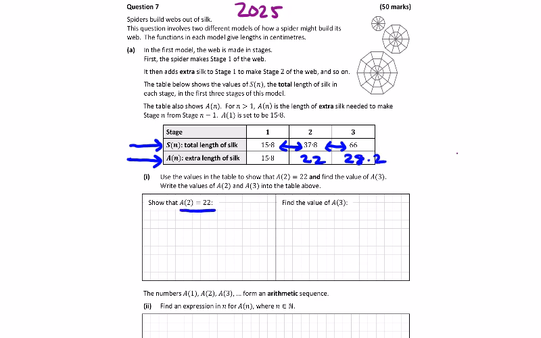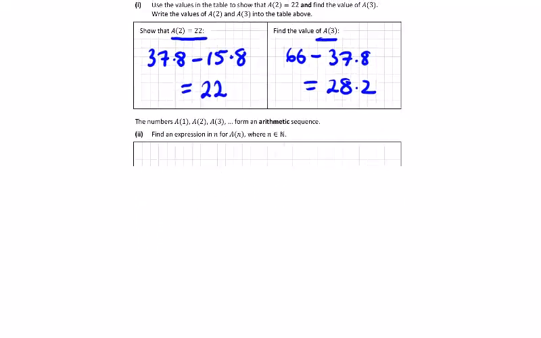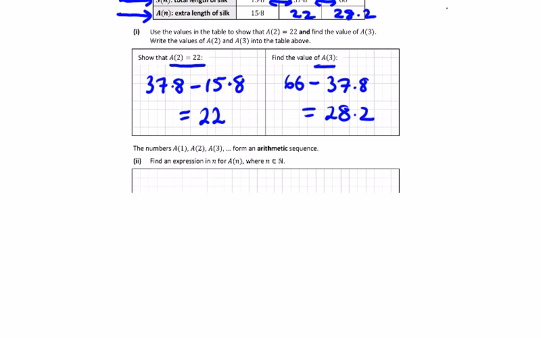And we're asked to show A2 is equal to 22, so we just say 37.8, to show the work, minus 15.8 equals 22, and find the value of A3, which is what we've done up here. 66 minus 37.8 is equal to 28.2. We're told that these numbers A1, A2, A3 form an arithmetic sequence. Let's just double check. 15.8, 22 and 28.2. Our difference should be the same. So 6.2, 6.2. So yeah, they do form an arithmetic sequence.